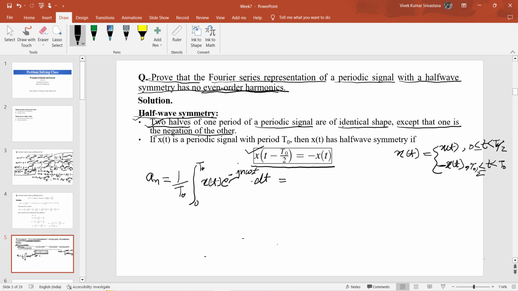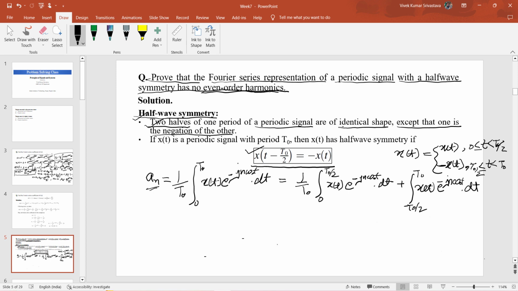Okay, so now we can calculate the exponential Fourier series coefficient. So this will be equal to 1 over T naught. This limit we can basically divide into two parts, that is 0 to T naught by 2, x of t into e raised to the power minus j n omega naught t dt, plus the integral T naught by 2 to T naught, x of t into e raised to the power minus j n omega naught t dt.